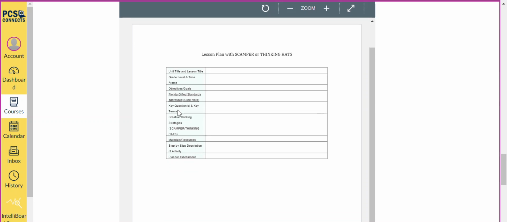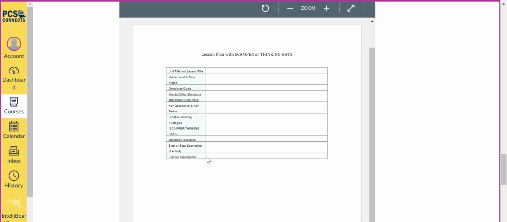Key questions and key terms, creative thinking strategies. What are you using? SCAMPER, Six Thinking Hats, both? What materials and resources are you using? And then what is the lesson? What are you doing? And then how are you going to assess?